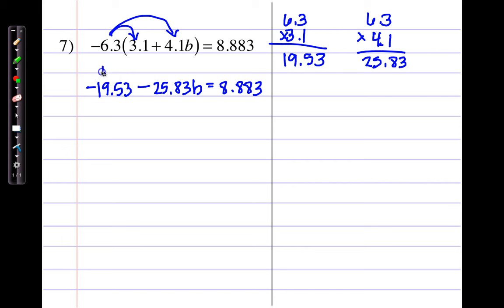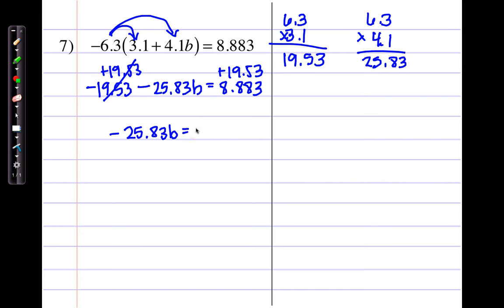Now, first things first, let's get rid of our constant. Let's add to both sides. This is going to be 0, leaving me with just -25 83/100 b equals, again, I'm going to go ahead and punch this into a calculator real quick.